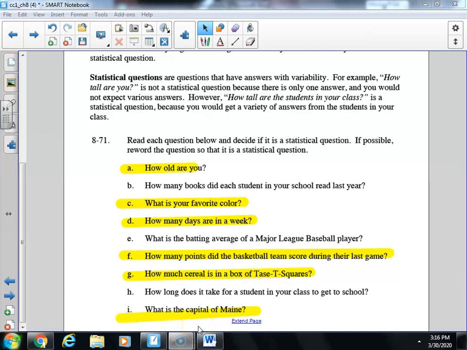All right. So we want to think about all the different things that we collect data on in our day-to-day life and what types of questions are statistical and which ones are non-statistical, meaning which ones are going to have a variety of answers that we're surveying people for and which ones have definitive, only one answer.